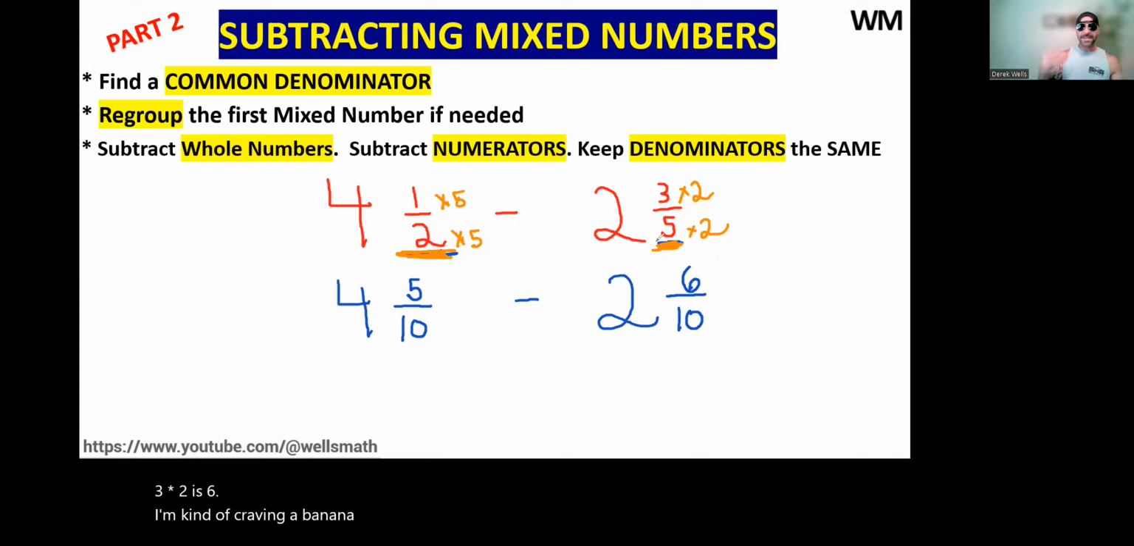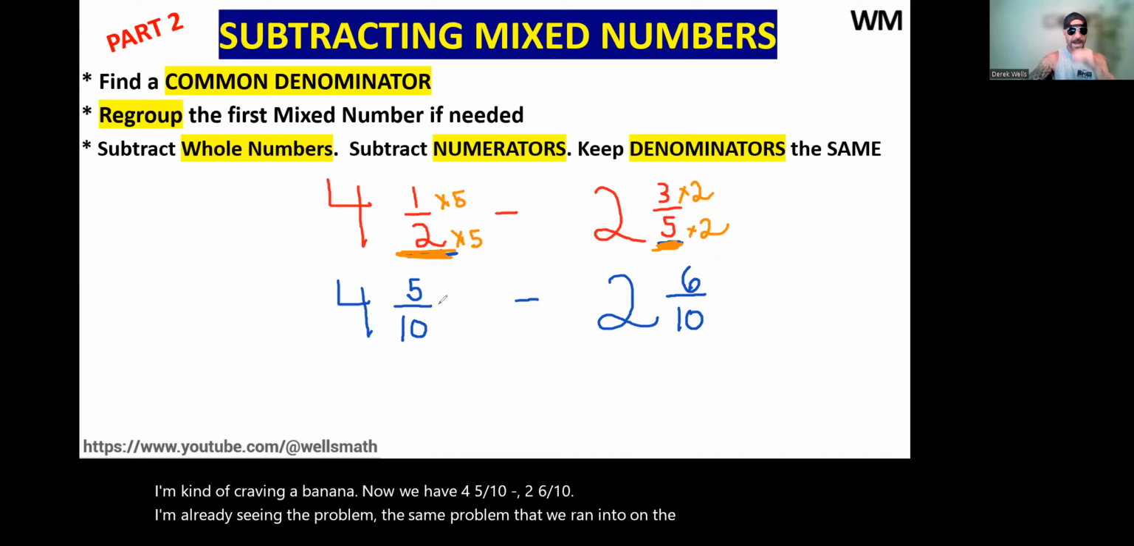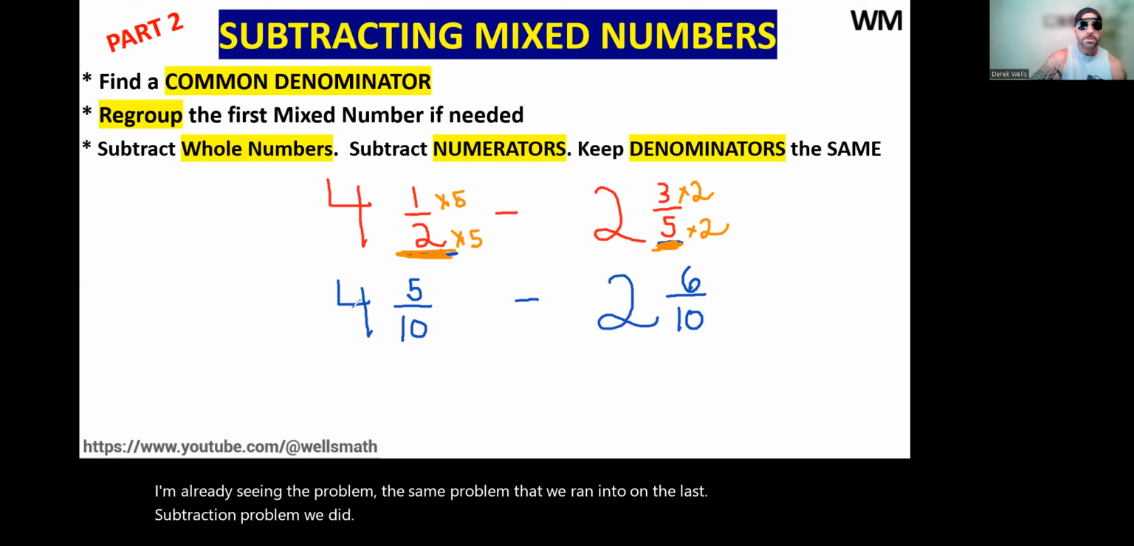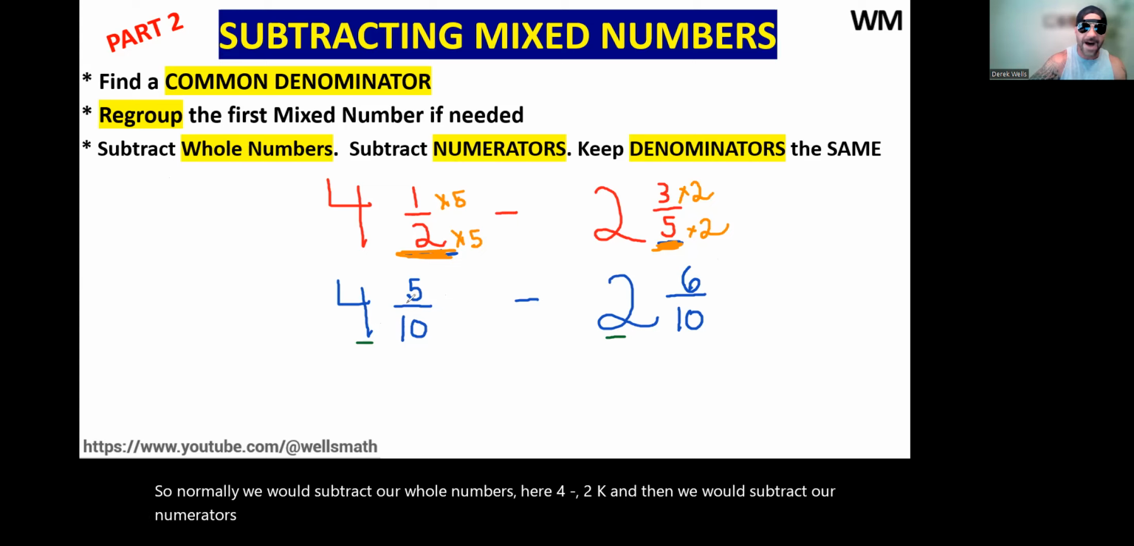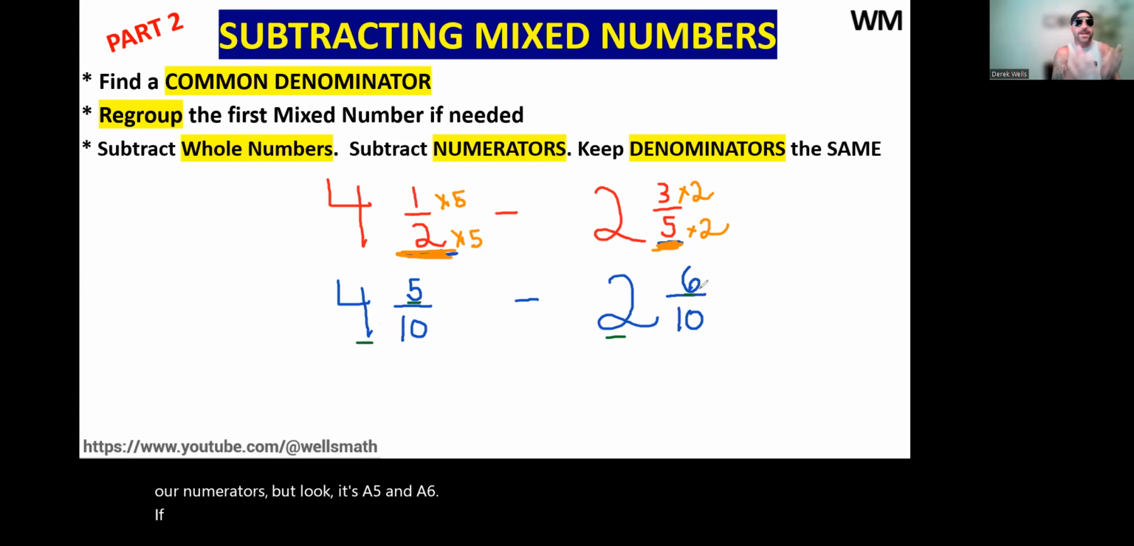Now we have 4 5/10 minus 2 6/10. Well, I'm already seeing the problem, the same problem that we ran into on the last subtraction problem we did. So normally we would subtract our whole numbers here, 4 minus 2, okay? And then we would subtract our numerators. But look, it's a 5 and a 6. If you have 5 bananas, you can't take away 6 of them. We need to regroup.